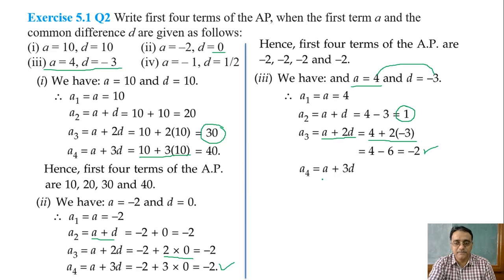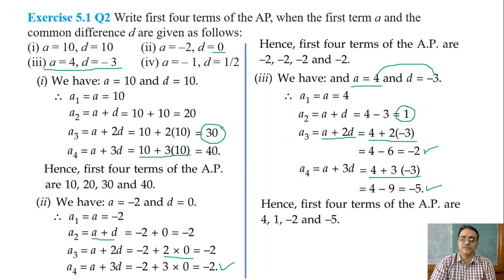Next A4, a plus 3d or a3 plus d. So 4 plus 3 into minus 3. 4 minus 9. Minus 5, right. So we got all the 4 terms. Hence first 4 terms of the AP are 4, 1, minus 2 and minus 5. So only one bit is left, that is, I'm not going to solve every question. Only few bits I took.